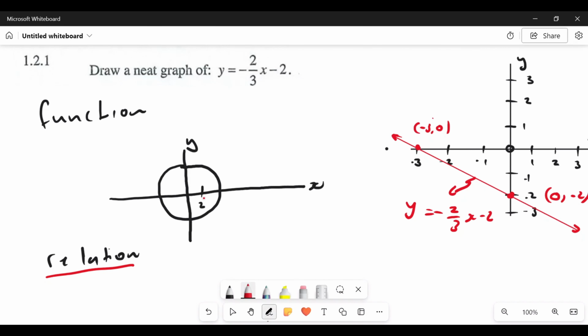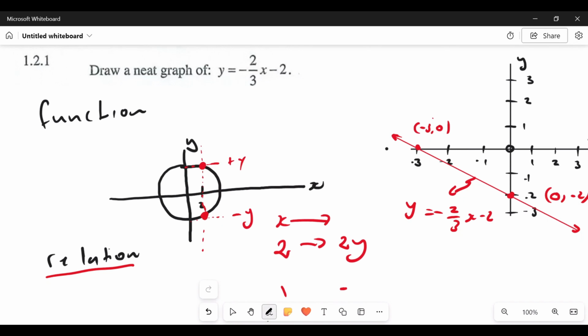For example, let's use this 2. If we were to draw a vertical line here going downwards, at this point our y is going to be positive y, and at this point here our y is going to be negative y. As you can see, one x value gives you 2 y values. So this is 1 is to 2. If you come across that, just know that this is a relation.